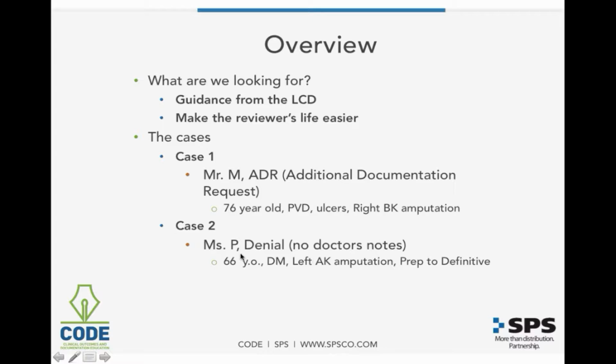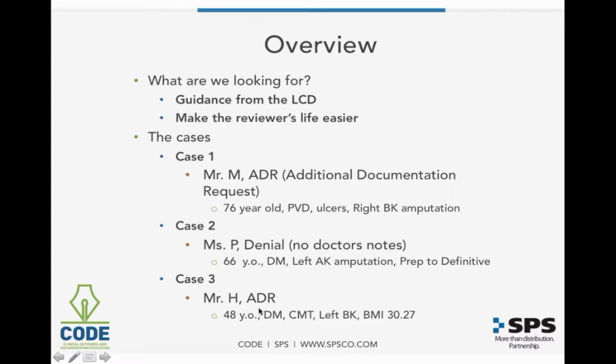This is Mrs. P, and they got a straight up denial on this one. The denial was for no doctor's notes. This is a 66-year-old female with diabetes and a left AK amputation, and she was going from a preparatory prosthesis to a definitive socket. So it was more of a socket change than anything else. It was still denied for lack of doctor notes. But I want to say there were plenty of doctor's notes, right? So it wasn't that there were no doctor's notes. It was that the doctor's notes weren't explained or used in a way that made sense to the Medicare reviewer.